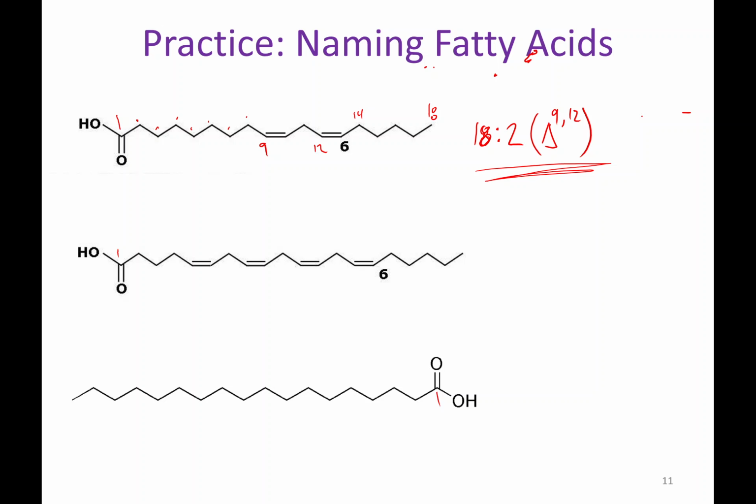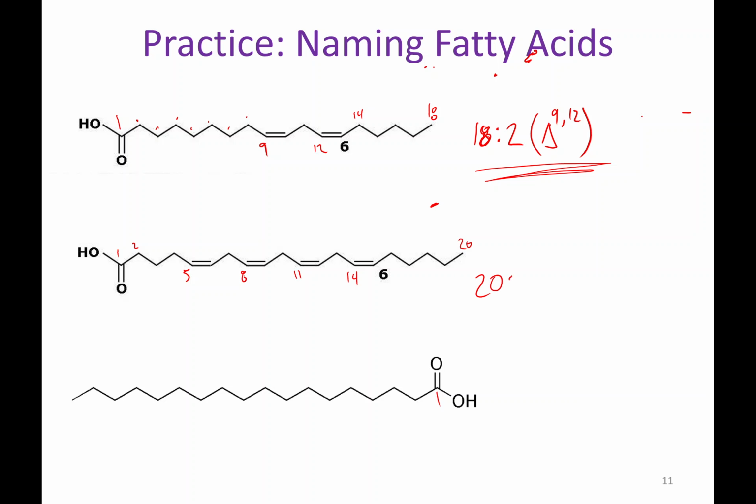Second structure, we have 1, 2, 3, 4, 5, 6, 7, 8, 9, 10, 11, 12, 13, 14, 15, 16, 17, 18, 19, 20. A total of 20.